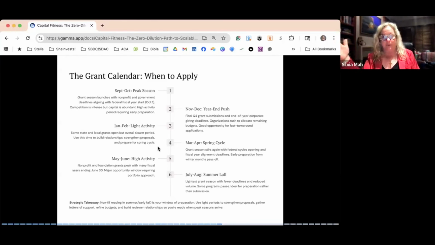Then March through April is spring cycle. Grant season stirs again with federal cycles opening and fiscal year alignment deadlines, and early preparation from winter months pays off. Then May and June is high activity again. A lot of grants peak with many fiscal year ends June 30th. And then July and August is that summer lull, right? Lightest grant season with fewer deadlines and reduced volume. So some programs pause, but it's ideal for preparation rather than submission.